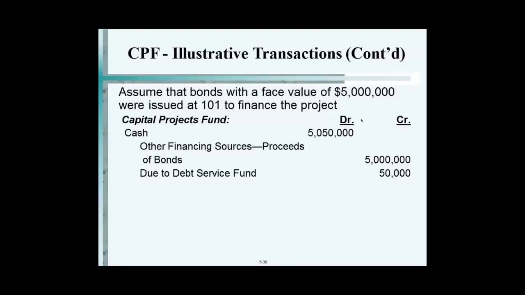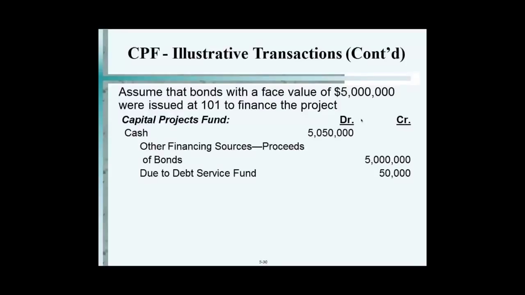Okay. Remember I told you that when you issue bonds, you issue them at face value. Hopefully you raise $5 million, you borrow $5 million. What you get back is dependent on what rate you're going to pay on those bonds. They can be sold at a premium or at a discount. In this case, what happened? The bonds were sold at a premium. So all they needed was $5 million. What did they get? $5,050,000. But notice what happens.